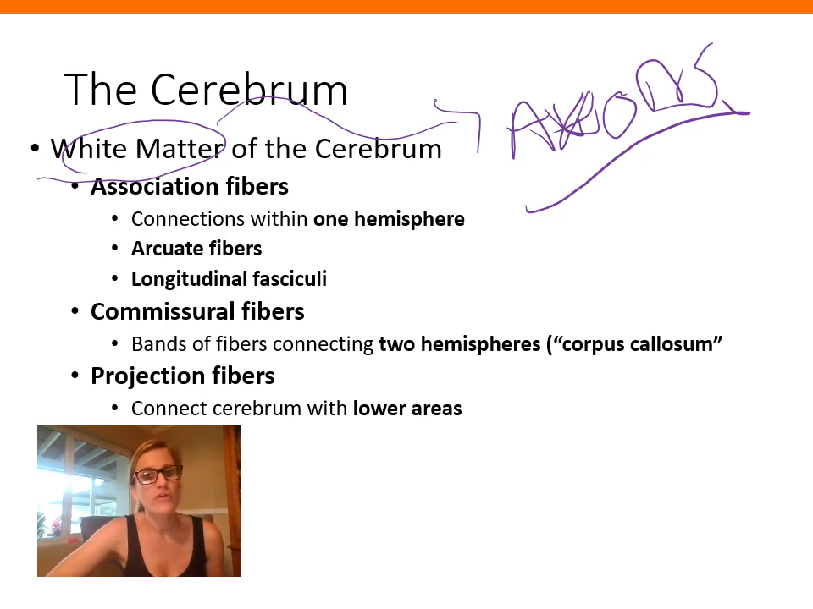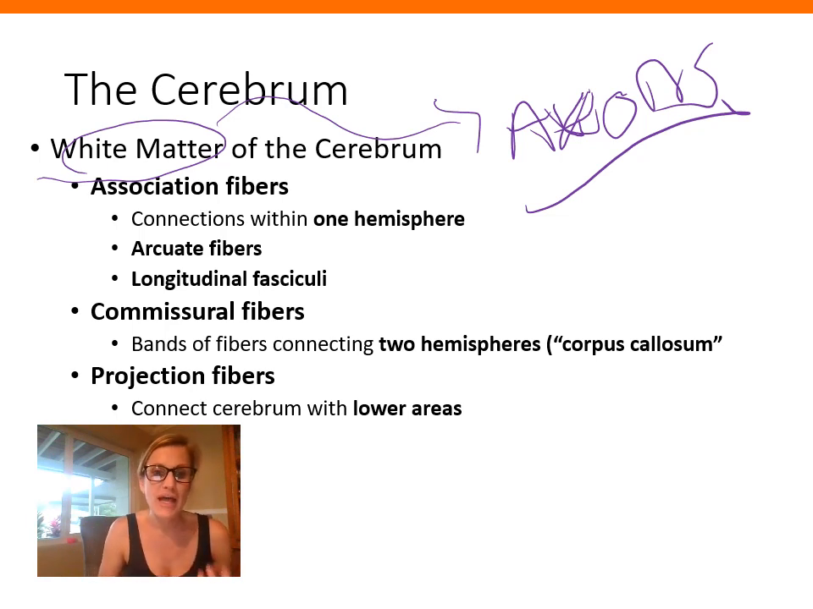There are three general categories of white matter in the cerebrum. We have association fibers, commissural fibers, and projection fibers. Association fibers are typically the smallest. Association fibers are connections within one hemisphere of the brain. So they don't leave the hemisphere. So association fibers could be completely in the left hemisphere or completely in the right hemisphere, but they don't leave that cerebral hemisphere.